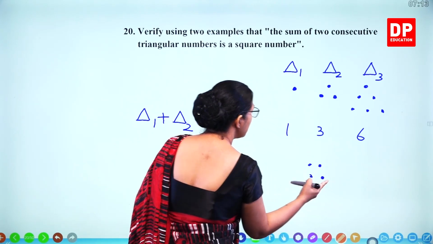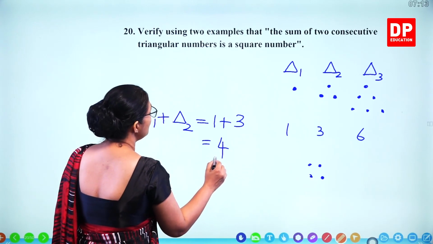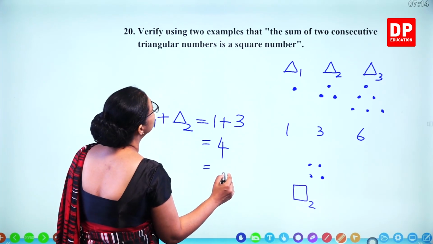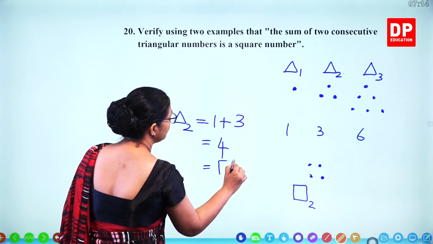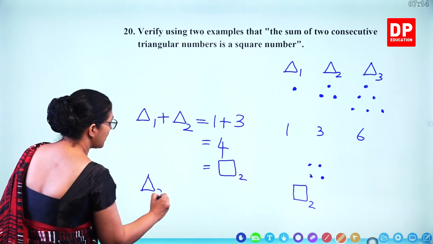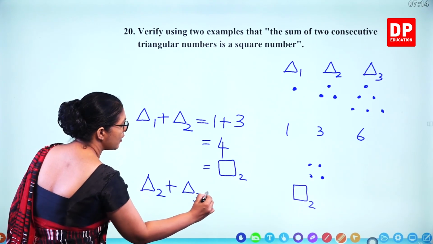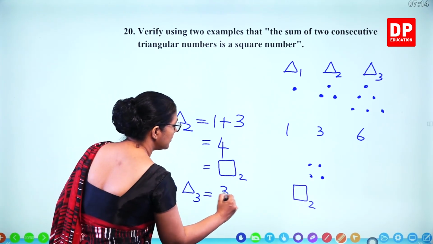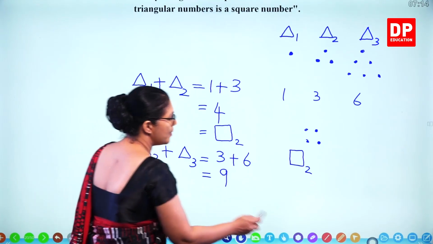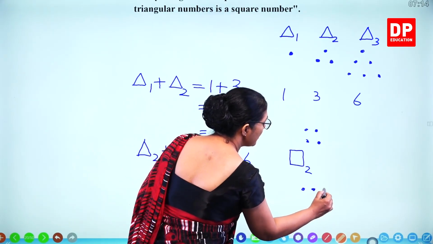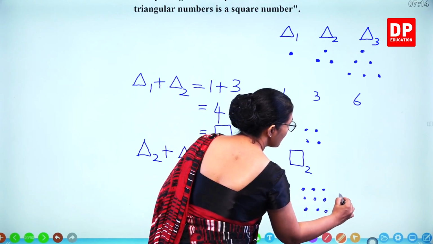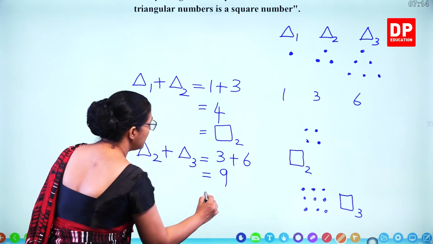That means the second square number. That's a square number. We'll take second and third. Second triangular number and third triangular number. Add it, 3 plus 6. That's 9. 9 also a square number. So what's 9 means? 3 by 3. Third square number, 3 rows and 3 columns. So we can say third square number.